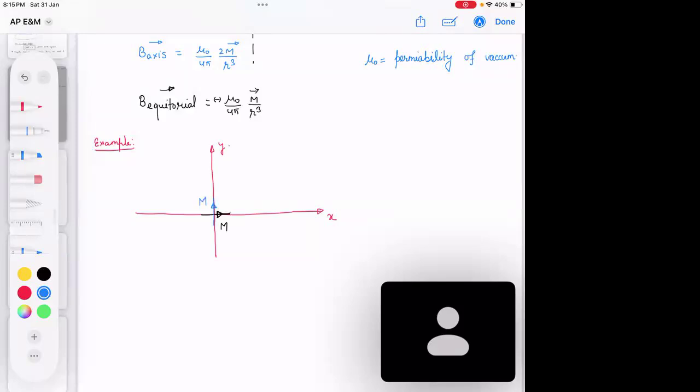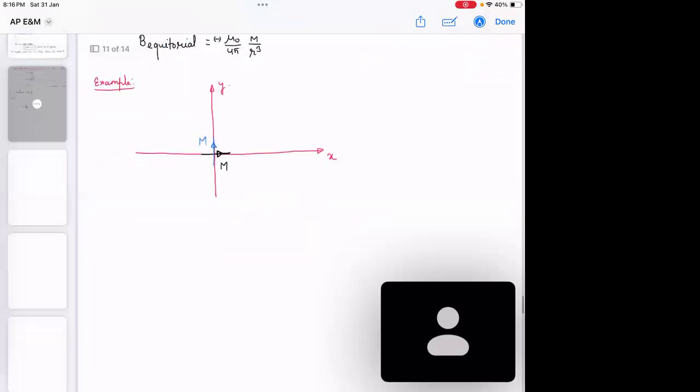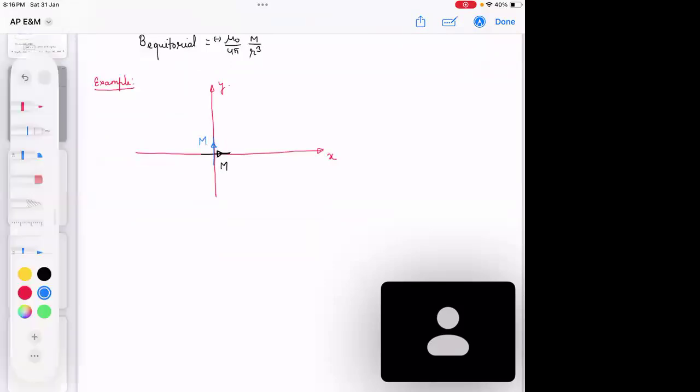Let's say its dipole moment is also the same. And one more thing given in the question is that these two dipoles are short dipoles. Now there is a point on the x-axis somewhere here, and that distance is given as r. The question they are asking is to find the net magnetic field at the given point.